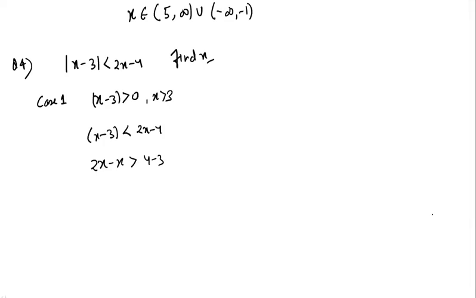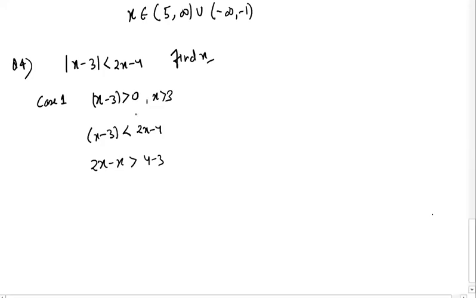Sorry, I was muted. So I'll just repeat again. First, we take case 1, which is mod of f of x, so f of x should be greater than 0. Here f of x is x minus 3 because it is inside the mod. So when x minus 3 is greater than 0, case 1, x should be greater than 3. If it is greater than 0, then the mod can be written as it is, so it can be written as x minus 3.